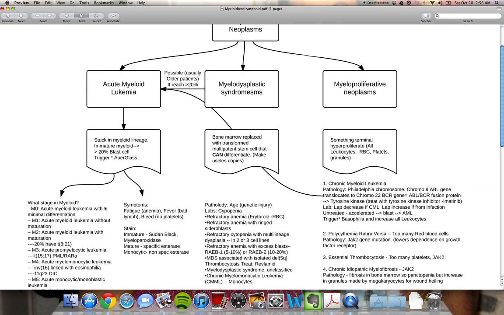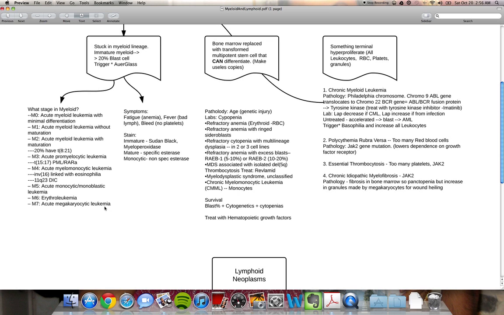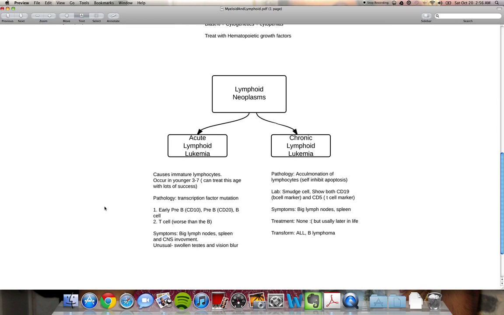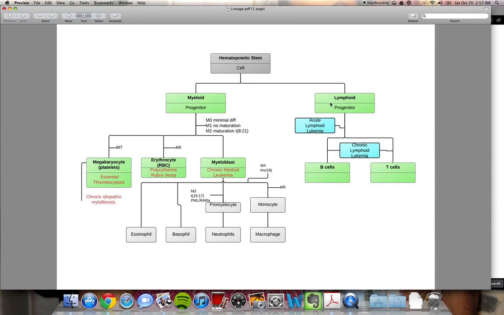All right, and so here's the chart. You should have the PDF with you, so you can go ahead and write notes on that as well. Okay, remember, the 2 different lineages we go down, myeloid and lymphoid. Now we're going to go down to lymphoid. Luckily, lymphoid is a lot nicer. Okay, so lymphoid, we can have acute lymphoid leukemia. Acute lymphoid leukemia is we're going to get stuck here at the lymphoid progenitor stage. We're going to get stuck very early on.